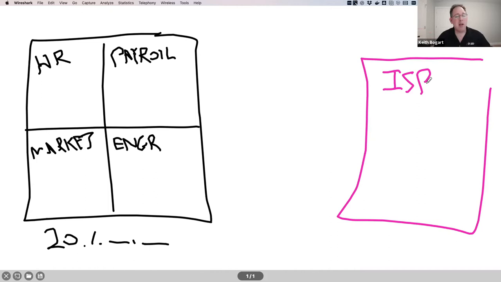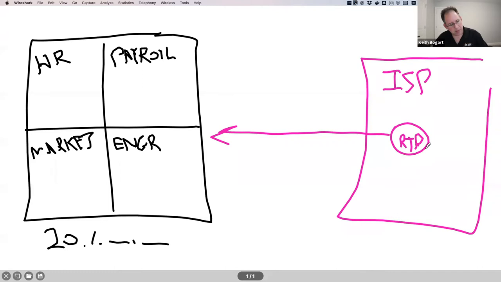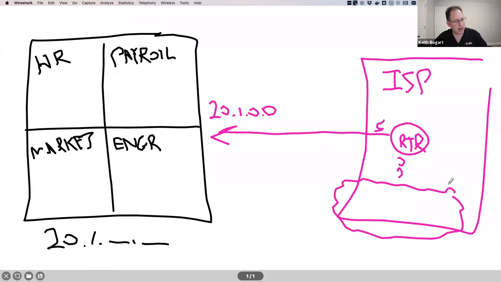But is there a way around that? Well, let's look at this. Let's say I went to my ISP and, because I know a little bit about subnetting, I say I just need one network. And my ISP says, okay, here's our router connecting to you, and we will give you 20.1. Let's say this is interface number 5 on the router. The router's got lots of interfaces. Our router has a routing table, and that routing table knows that 20.1.0.0 with a subnet mask of this is off of interface 5.